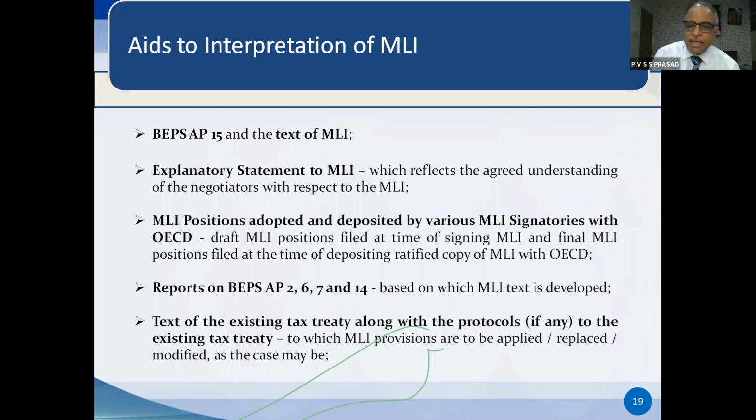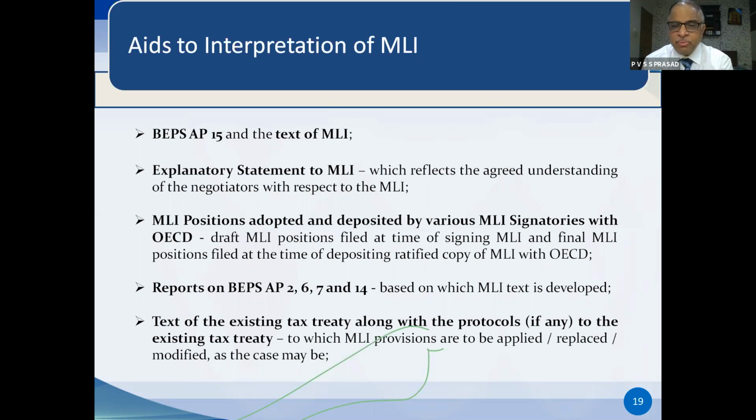And BEPS Action Plan 15 and text of MLI, these are all the aids to interpretation, how you interpret the provisions of MLI. BEPS Action Plan 15 and text of MLI is important. An explanatory statement to MLI, which reflects the agreed understanding of the negotiators with respect to MLI, is an important aid, though it would not by itself interpret a particular provision, but it's one of the aids.